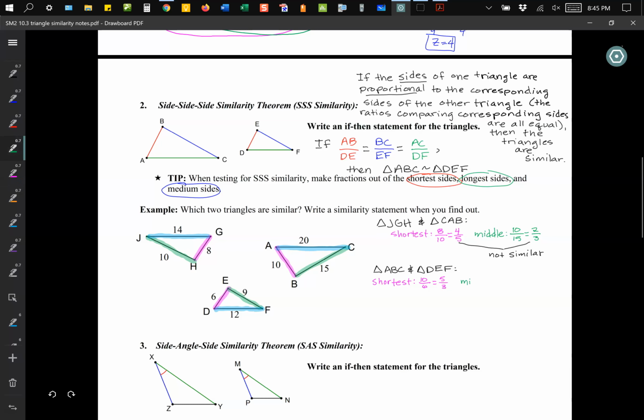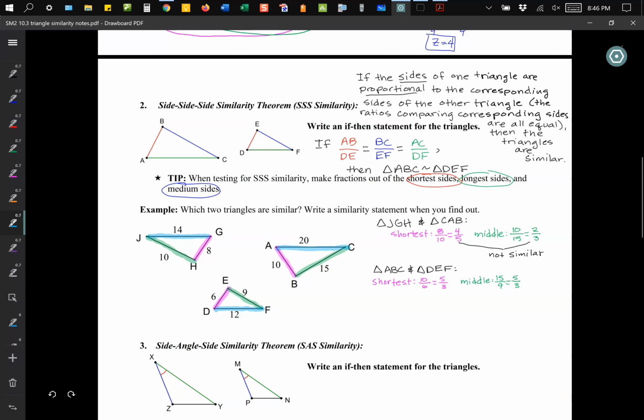Then let's do the middle sides. So I am doing this middle side and that middle side. So 15 over 9. Those can both be divided by 3. That gives me 5/3.